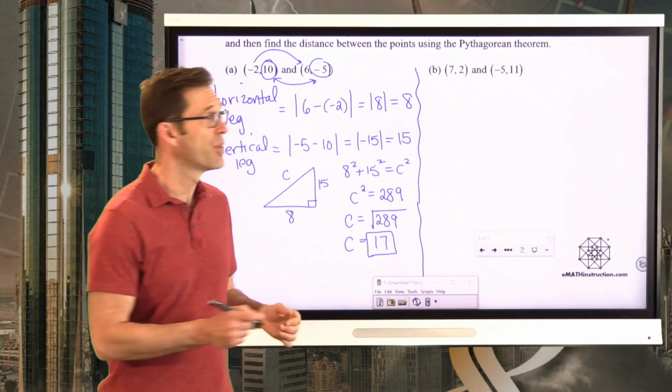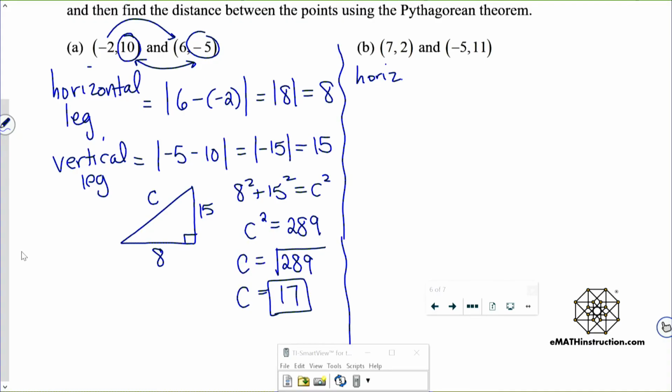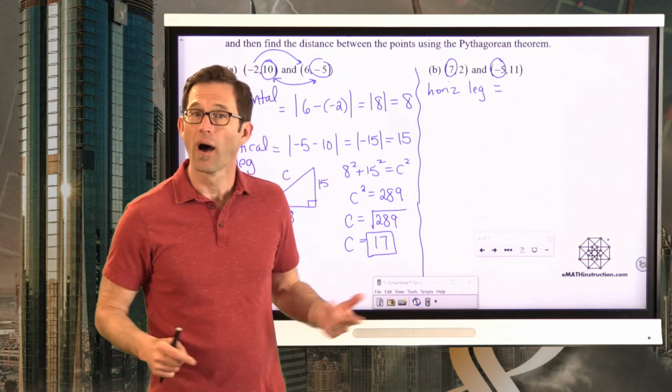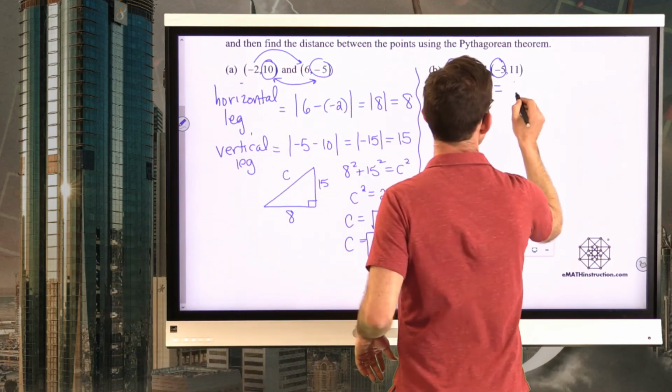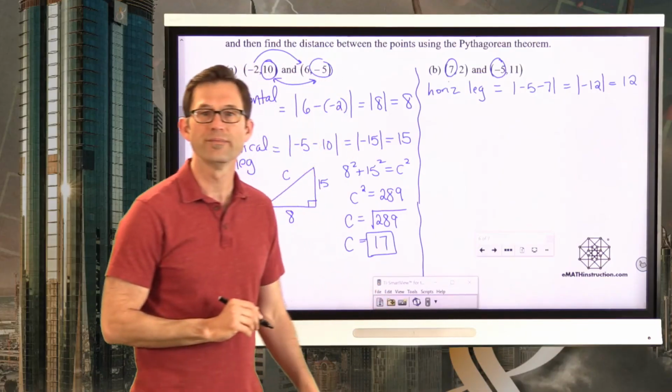All right, let's do it. So our horizontal leg, right? That's going to be how far 7 and -5 are away from each other. If you can look at that and say 12 units, awesome. On the other hand, if you have to say, well, I'm going to do -5 minus 7, which is -12, and then find its absolute value because it's a distance, that works as well, right?